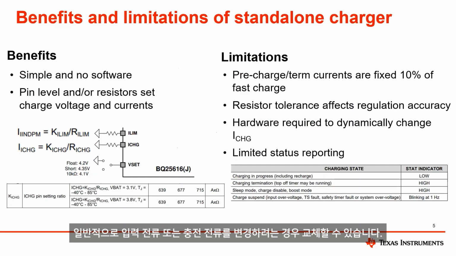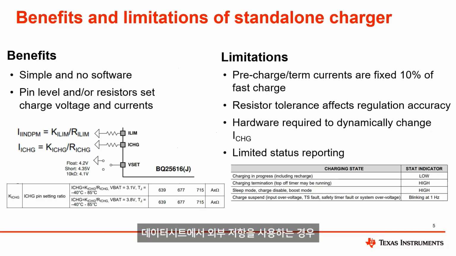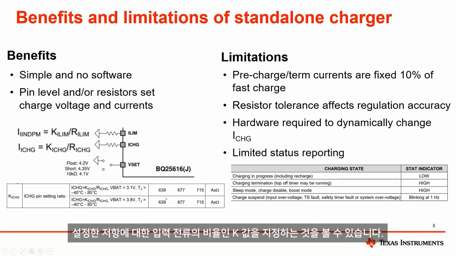And then some of the chargers actually, like this one, the 25616, has a pin where you can change the regulation voltage from like 4.2, which is the typical, to 4.35, to a lower voltage of 4.1, depending on where that particular pin is set. If you do use the external resistors in the data sheet, you'll see that we specify a K value, which is the proportion of the input current relative to the resistance that you set.